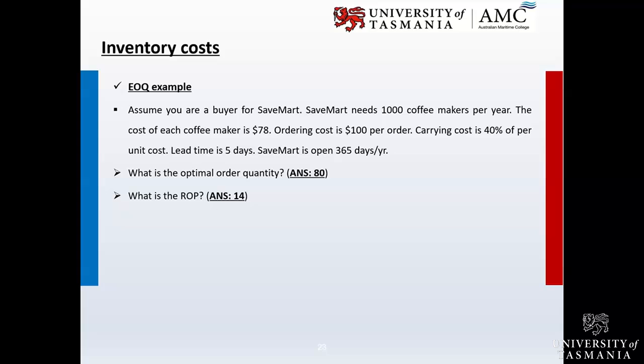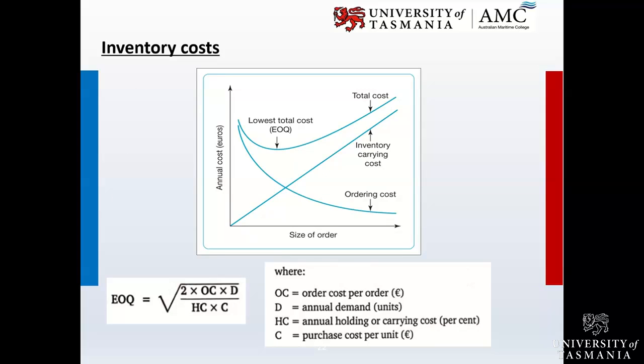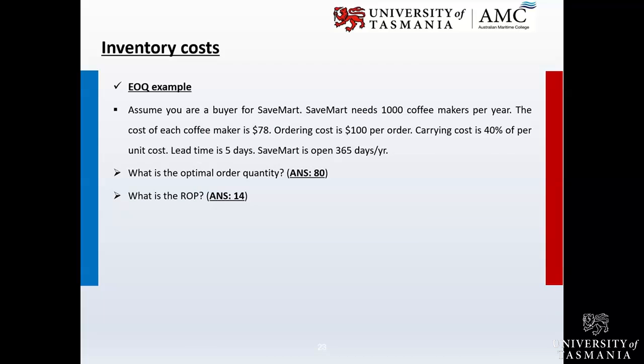But I wanted to say in this example, D is 1,000 coffee makers per year. So annual demand is 1,000. And C is purchase cost. In this example, purchase cost is $78. The cost of each coffee maker is 78. So C is 78.